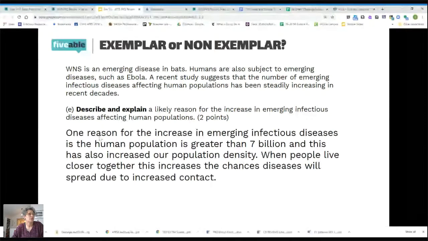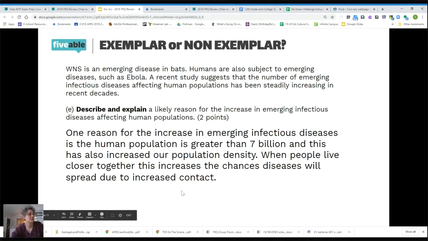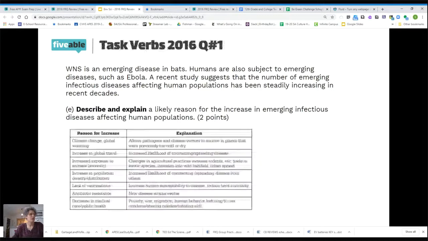One reason for the increase in emerging infectious diseases is the human population is greater than 7 billion, and this also has increased our population density. I identify that as I'm talking about the human population. I say what's happening to population density, and then I explain when people live closer, the chances of disease will spread due to increased contact. So this is actually one of my students, and they hit this right on the head, and they got 2 points, okay?